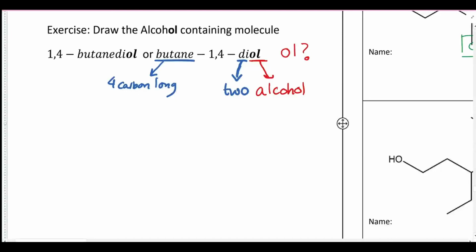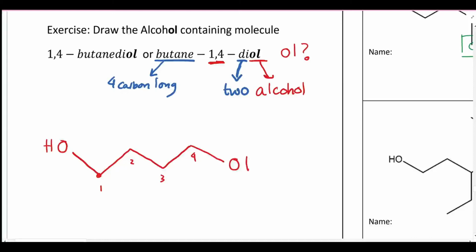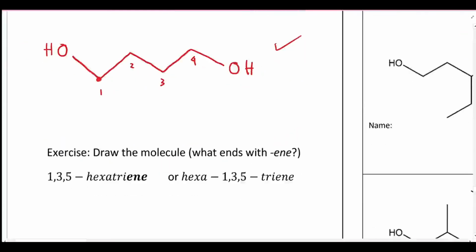So we have a 4 carbon chain, so 1, 2, 3, 4. And in position number 1 and 4, I have alcohol groups. So in position 1, I have OH, and in position number 4, I have an OH group. There. We're done with the naming of butane-1,4-diol. Let's go on to the next example.